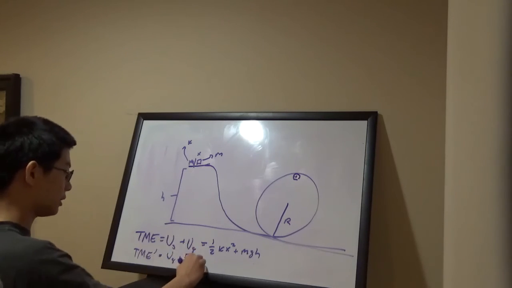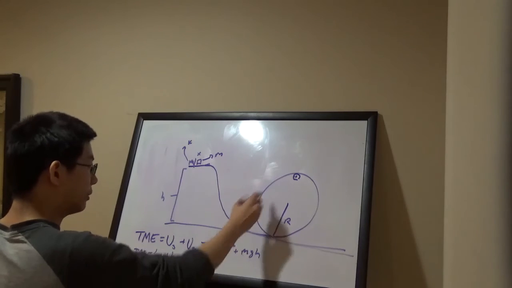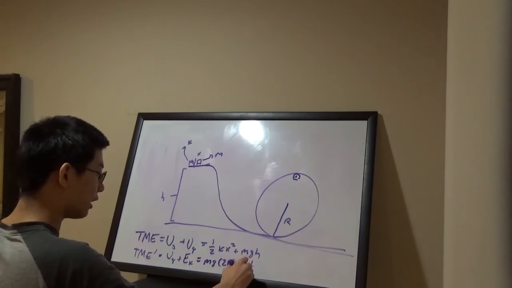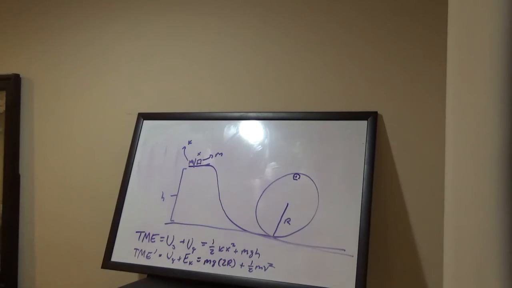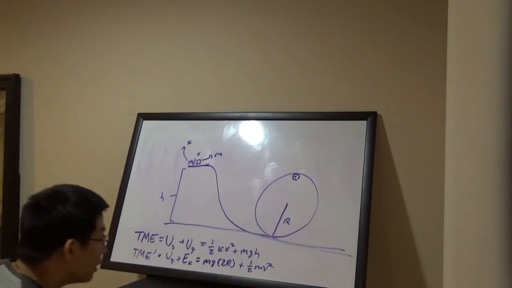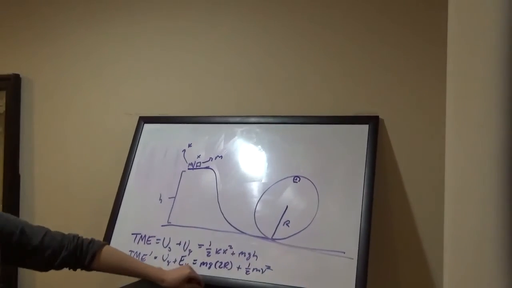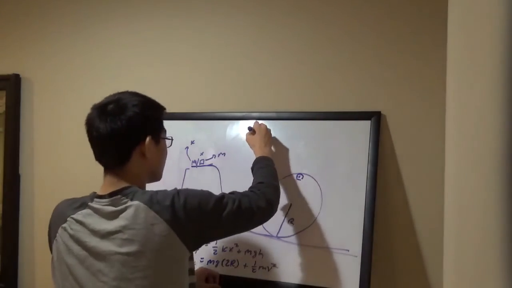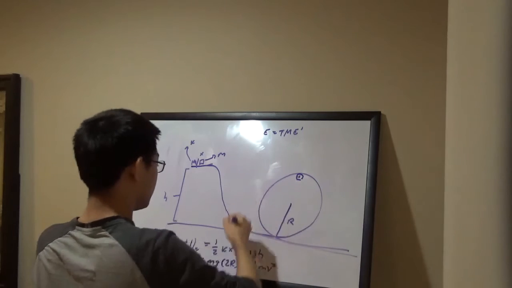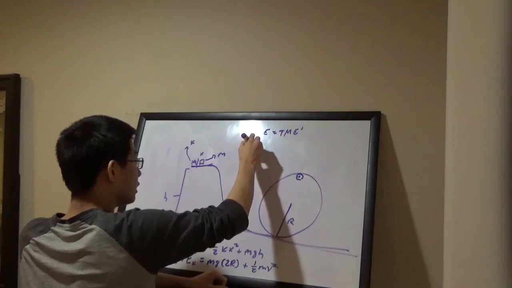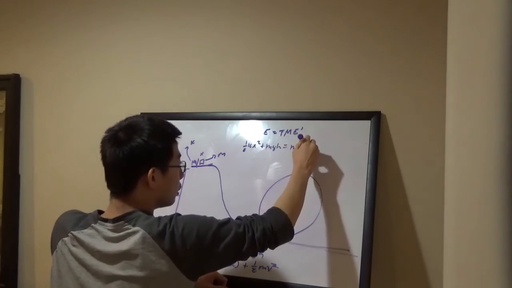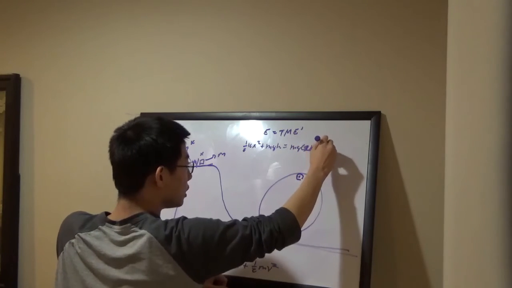So now let's get to calculating this. The mass of the box is the same, mg, but this time the height is 2r. And my kinetic energy is 1/2 mv squared. My goal is to find v, the velocity of the box. I'm just going to set TME equals TME prime. On the left side I have 1/2 kx squared plus mgh, which is equal to mg2r plus 1/2 mv squared.